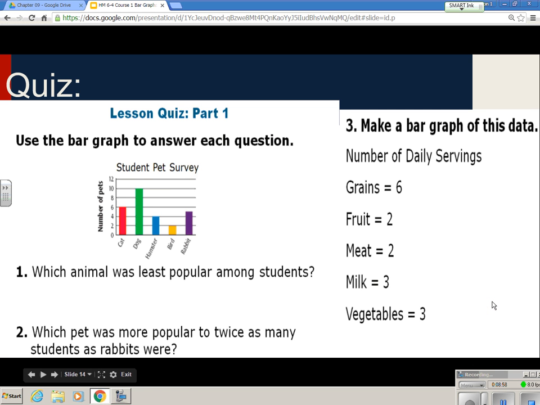And here's your quiz. 3 questions based on that bar graph. Well, the first 2 are based on the bar graph you see, and the third one you're going to make your own.